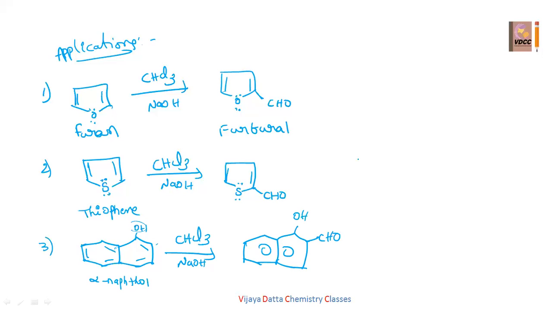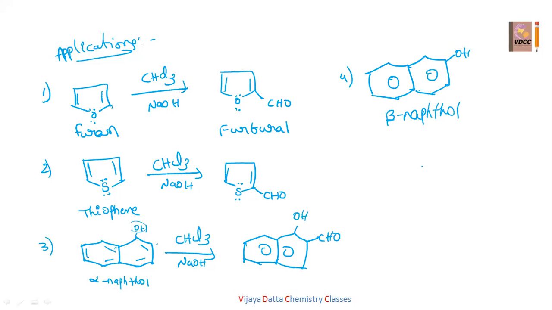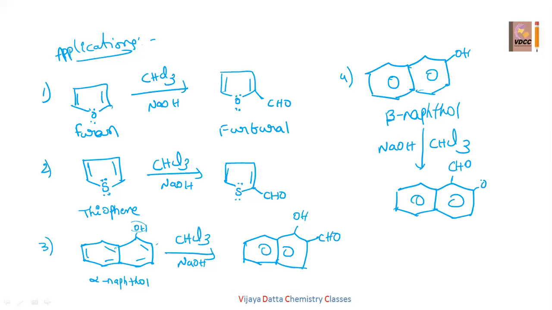Suppose you take beta naphthol, like you have taken. Beta naphthol is nothing but the OH is at the beta position. They have given you CHCl3 and NaOH. So what is the Reimer-Tiemann reaction? You have to go for the ortho position. Here CHO will be added and here OH is there. So these are the general application parts.